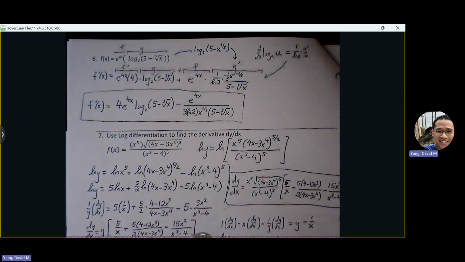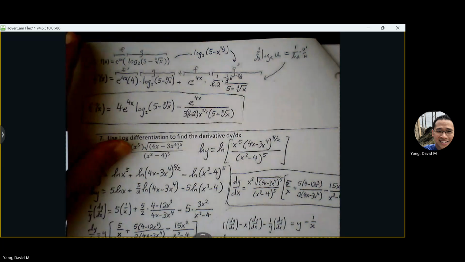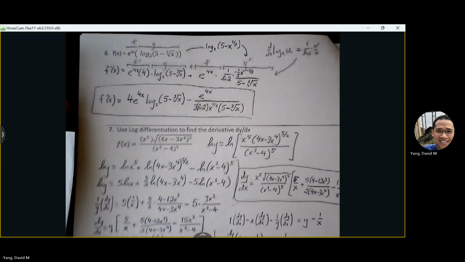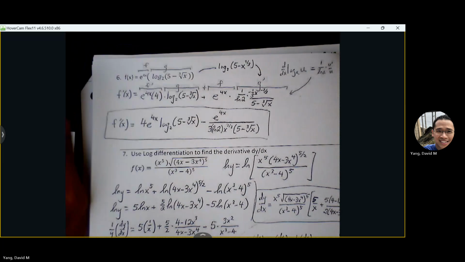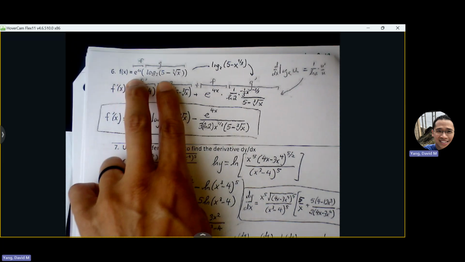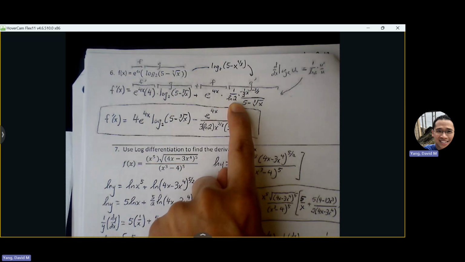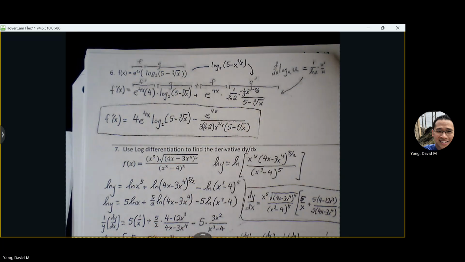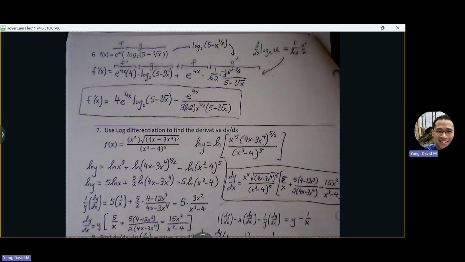Okay, next page, number 6. We should recognize this as product rule here. So f prime g plus f g prime. And e to the u, which is e to the u times u prime.